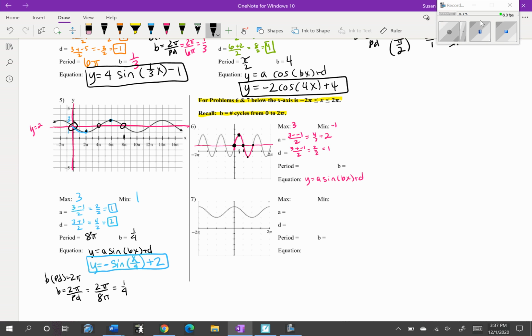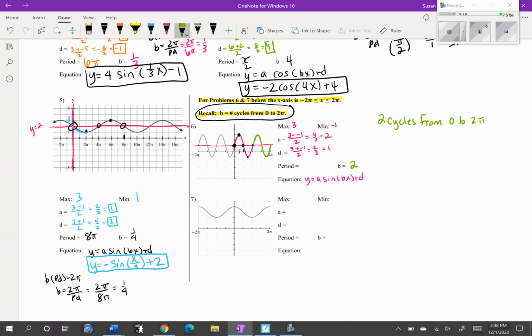Well, remember when we talked about writing these equations, we said that b was the number of cycles from 0 to 2 pi. So if I look at this graph, I have a second cycle here. So that means that our b value would be 2, because there are 2 cycles from 0 to 2 pi. So thus our b value is 2.